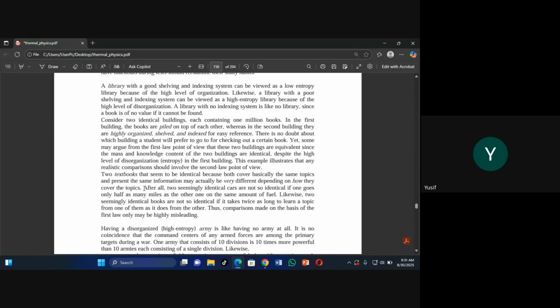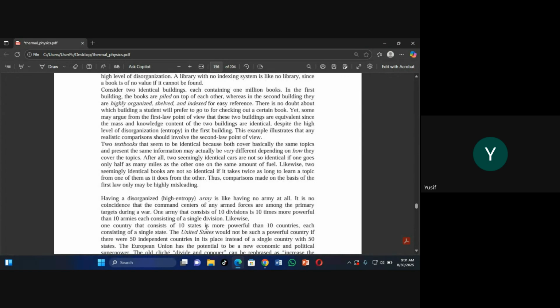After all, two seemingly identical cars are not so identical if one goes half as many miles as the other on the same amount of work. Likewise, two seemingly identical books are not so identical if it takes twice as long to learn a topic from one of them as it does from the other. Thus, comparisons made on the basis of the first law may be highly misleading.